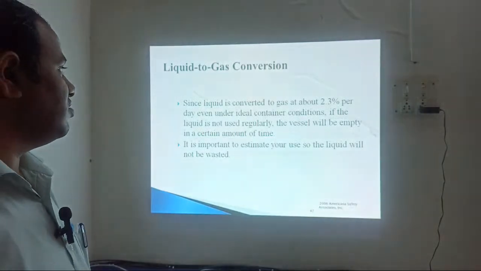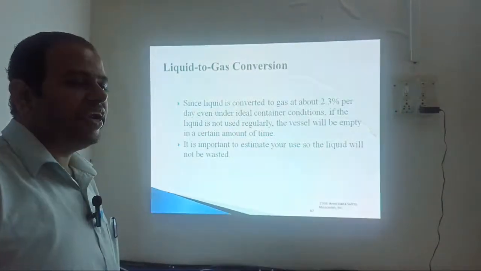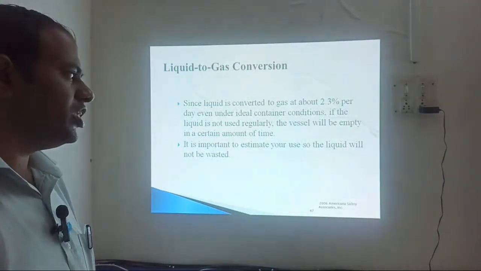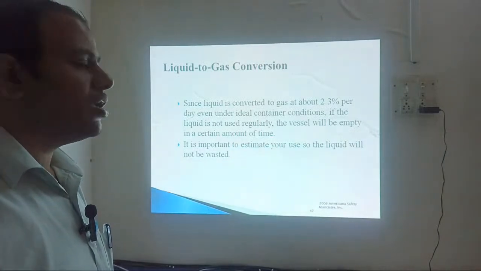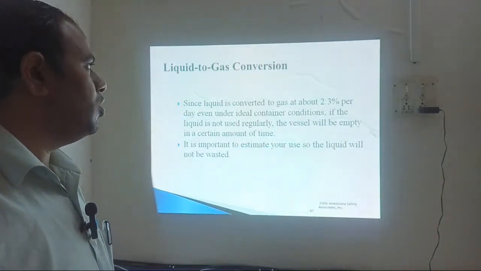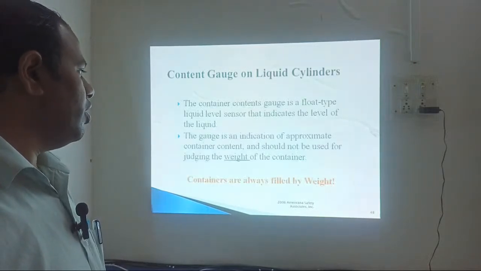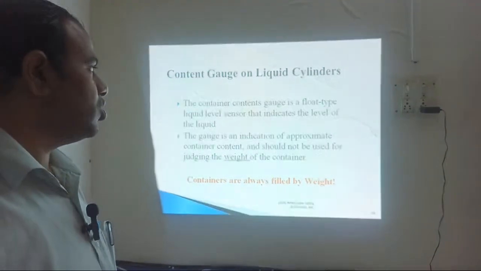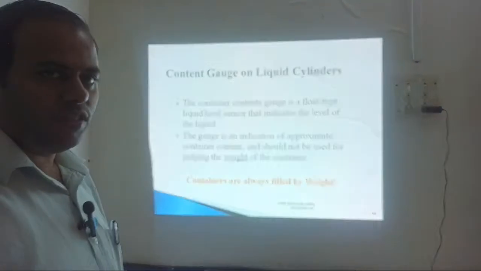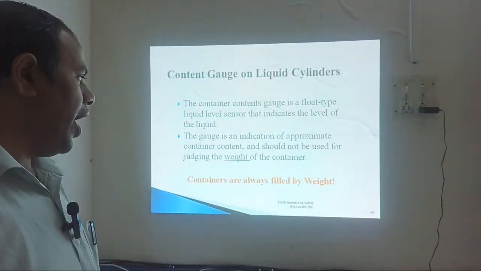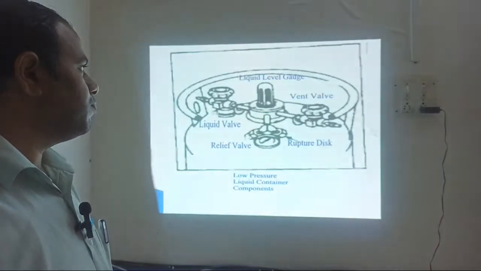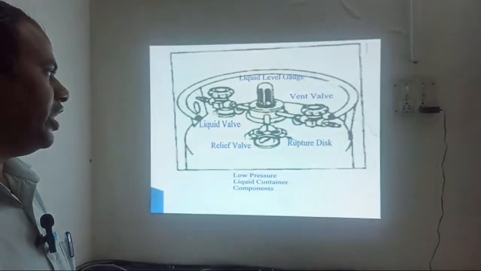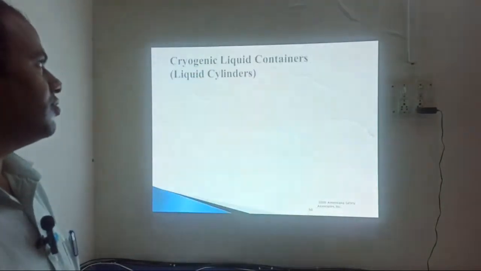As you know, the liquid to gas conversion rate is very high. About 2.3 gas per day under ideal conditions will always be lost. So you cannot store a particular amount of liquid nitrogen for a longer time, and you have to use it fast. There are different sensors that calculate the pressure or the amount of gas available, and these are always fitted by weight. These are the different valves, rupture valve, liquid level gauge and vent valve shown in different containers.